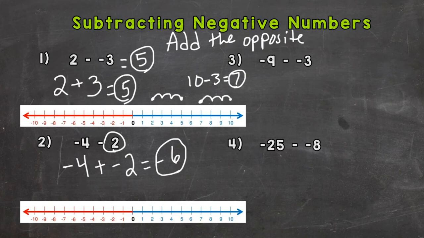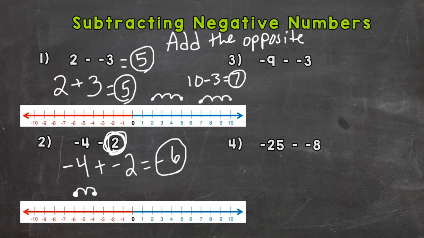Let's write it out on the number line. So we start at negative 4, and we're subtracting this positive 2 here, which means we go to the left on the number line. We're taking away 2. So 1, 2, and we end at negative 6. So our number line gave us the same answer.